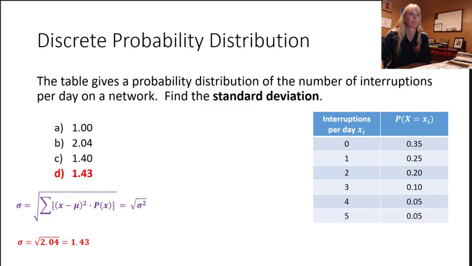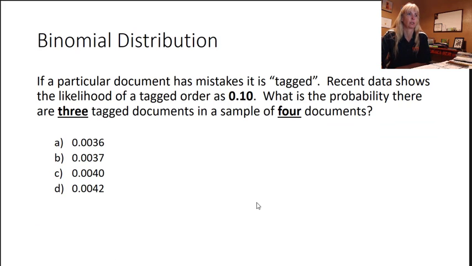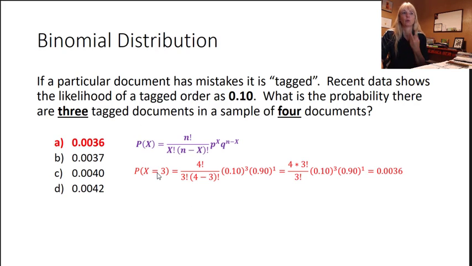All right, binomial distribution. If a particular document has mistakes, it is tagged. Recent data shows the likelihood of a tagged order is 0.10 or 10%. What is the probability there are 3 tagged documents in a sample of 4? So it's either tagged or it's not tagged. That's how we know it's binomial. So what is the probability there are exactly 3? So this would be x equals 3.